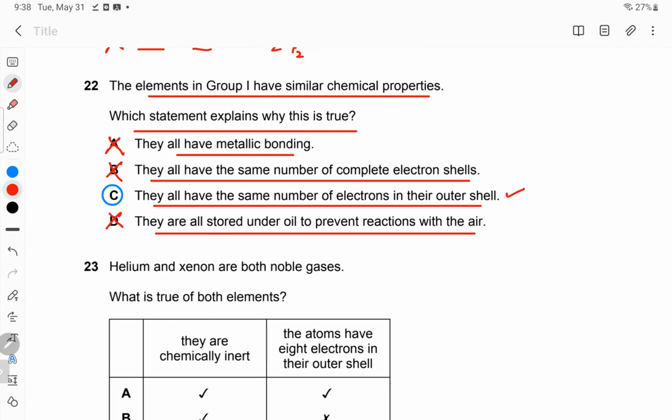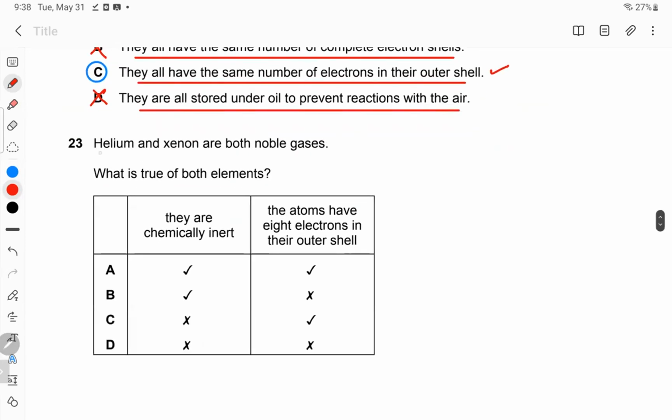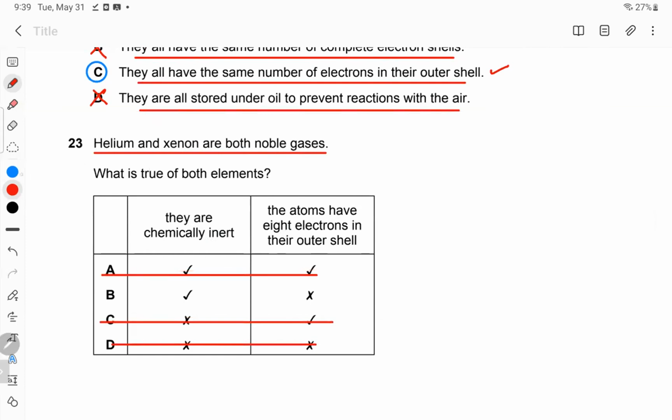Yes, sir. Helium and xenon are both noble gases. What is true of both elements? They are chemically inert. Yes. So that's why I will mark C and D wrong, because both do not react. The atoms have 8 electrons in their outer shell. So what is correct, A or B? Sir, A. A goes wrong and B is the correct answer.